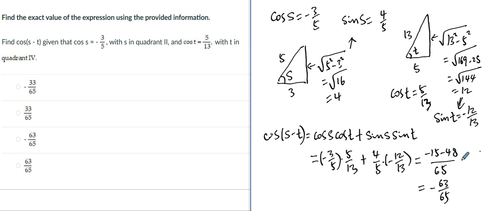And then divided by 65, which is 5 times 13. So then you will have negative 15 minus 48, which is negative 63 over 65. Then we certainly should choose this answer.